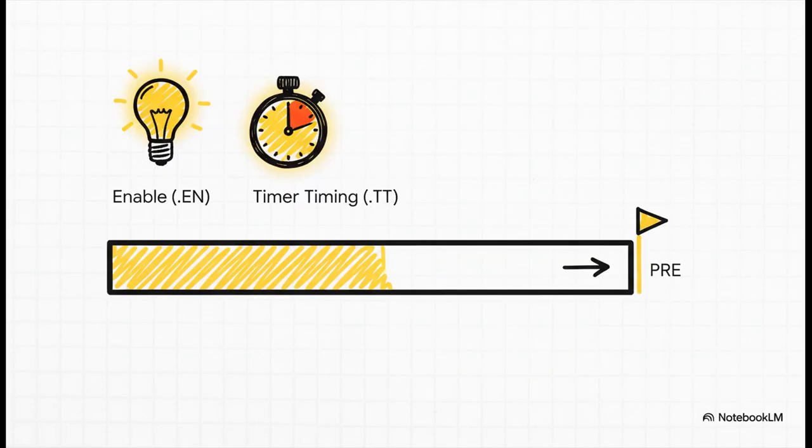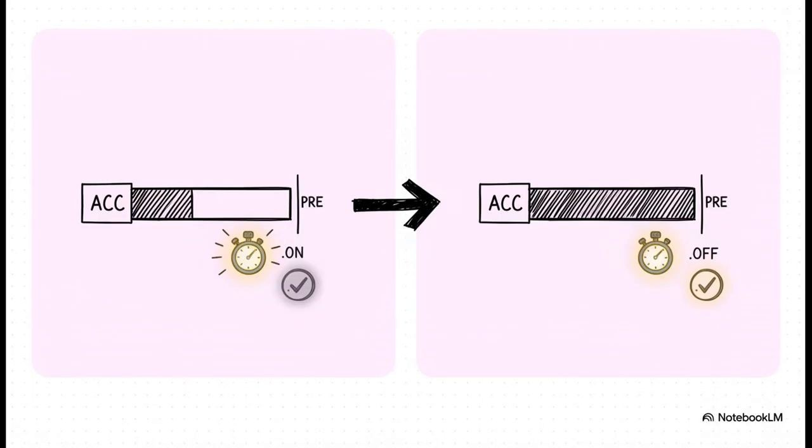So, with both the enable and timer timing bits on, our accumulated value starts its climb. It goes from 0, ticking up millisecond by millisecond, all the way up towards that preset value we gave it. And here it is, the magic moment. The instant that accumulated value equals the preset value, 2 things happen. The timer timing bit turns off because the counting's over, and, more importantly, the done bit turns on. This is the signal we've been waiting for. This is the timer basically yelling, okay, time's up, do the thing.